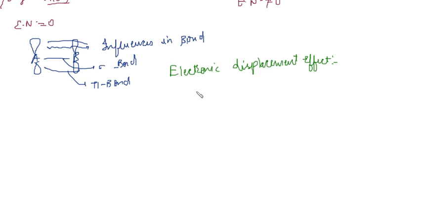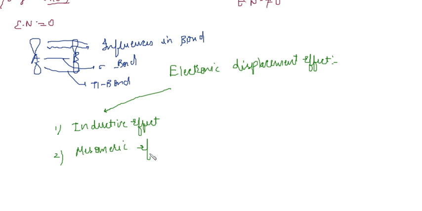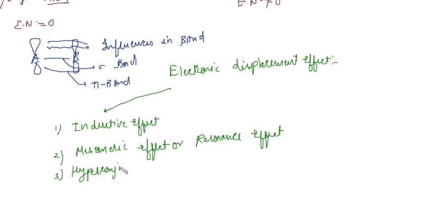Now the electronic displacement effect is categorized into four parts. One is the inductive effect, second is the mesomeric effect or resonance effect, third is hyperconjugation, and fourth is the electromeric effect.